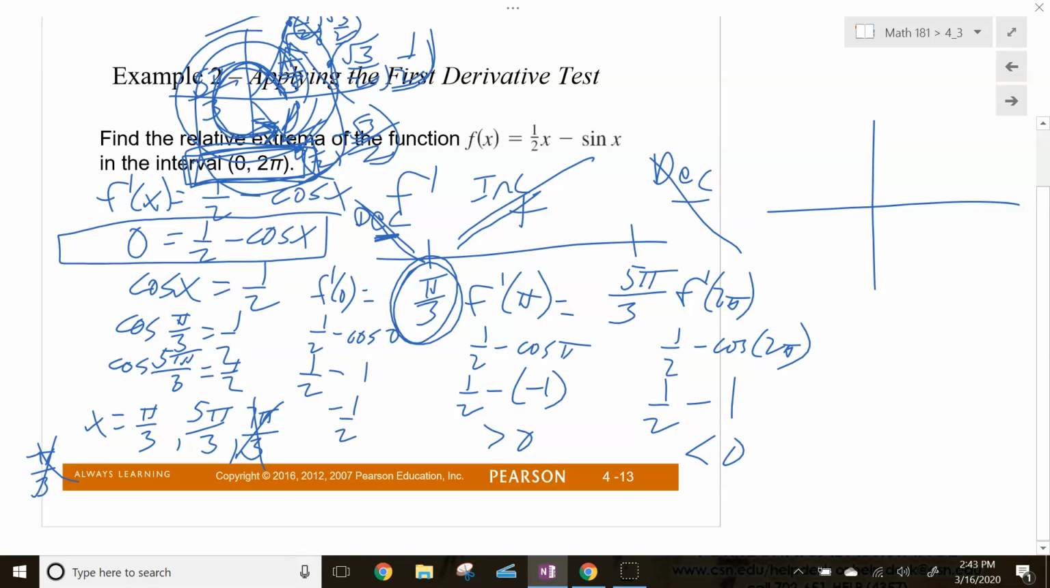All right, the function will decrease until pi thirds, and then it's going to increase, of course I plot some points along the way, until 5 pi thirds. That's 5 pi thirds, right? And then we decrease after that. Of course, I'm only looking from 0 to 2 pi anyway, so I'm going to stop right there.